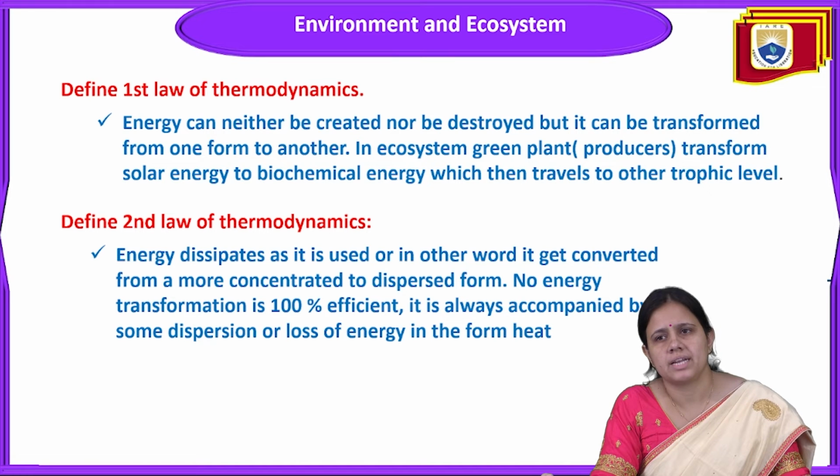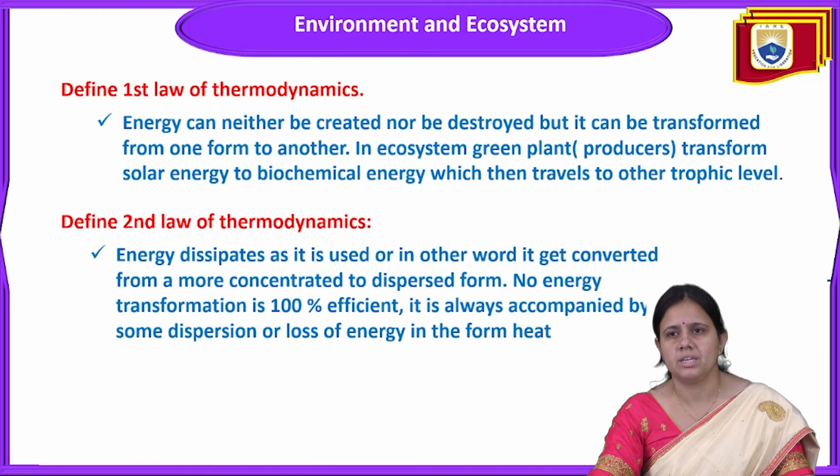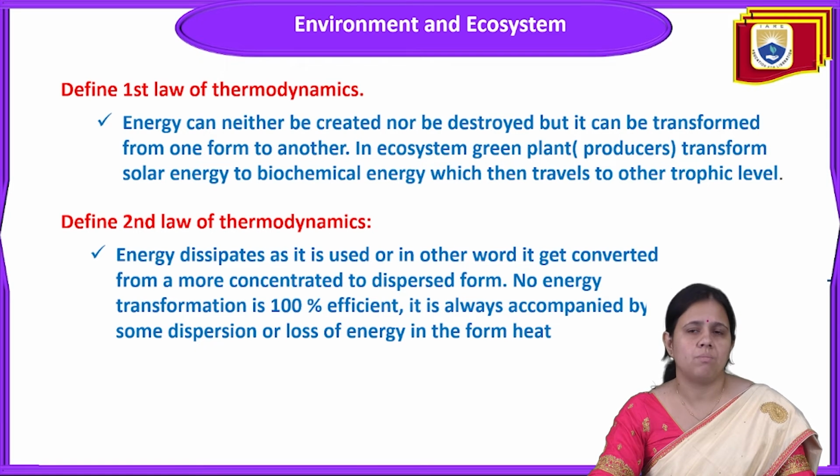And now we come to the second law of thermodynamics. In the second law, energy dissipates as it is used, or in other words, it gets converted from a more concentrated to a dispersed form. No energy transformation is 100% efficient. It is always accompanied by some dispersion or loss of energy in the form of heat.